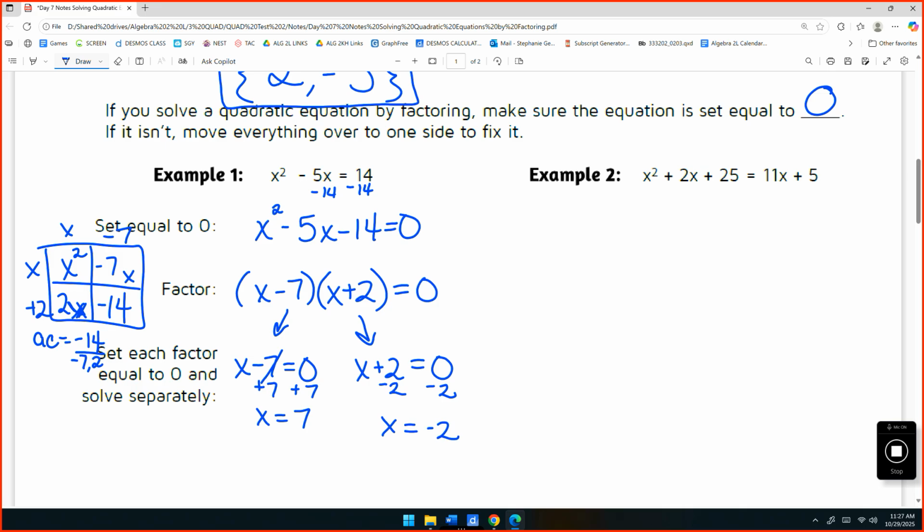Are you noticing that the answers are just the opposite signs of the factors? Anyone noticing that? Yeah, it is. Can you notice that and use it as a shortcut? Yeah, you can, but only if you really understand it. Don't use a shortcut if you don't understand it. Okay, so now we're going to put these in the solution set: 7 and negative 2.